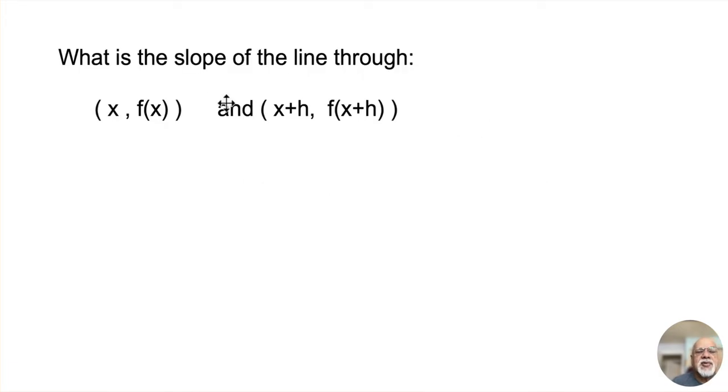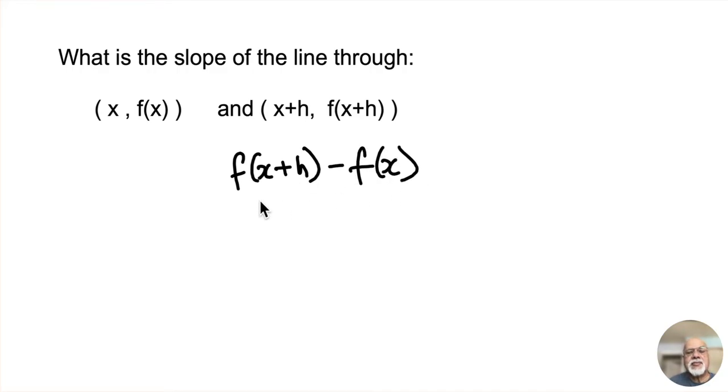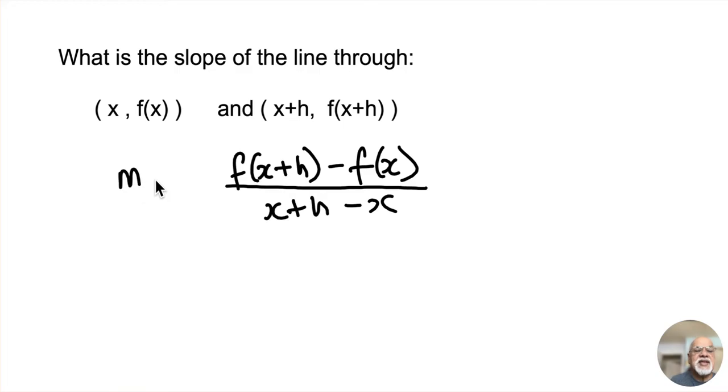What is the slope of the line through these 2 points? Well, we said that would be f of x plus h minus f of x, all over x plus h minus x. And that's the slope of the secant.